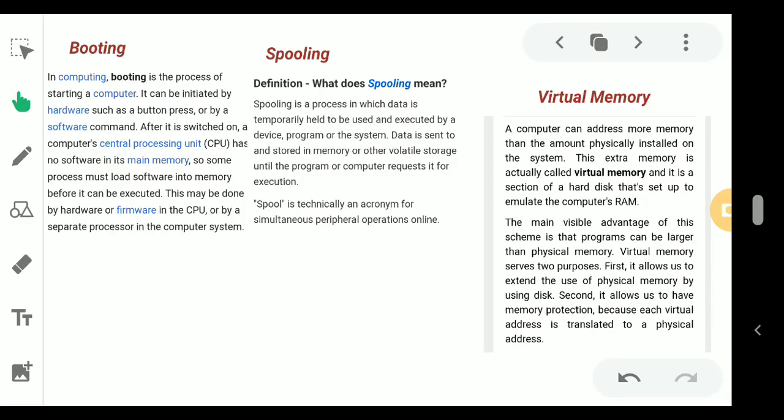Then the components of the operating system are loaded into the main memory. So this whole procedure that I have just described is the procedure for cold booting. Next, another type of booting is also available, that is known as warm booting.